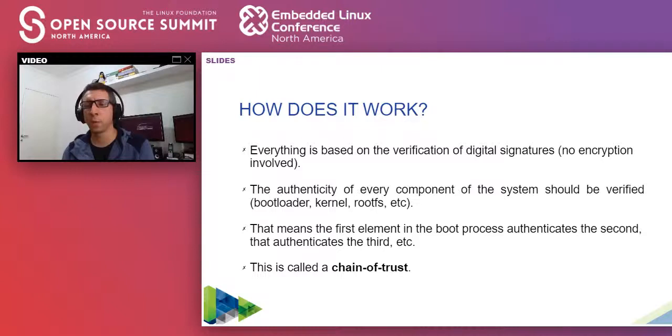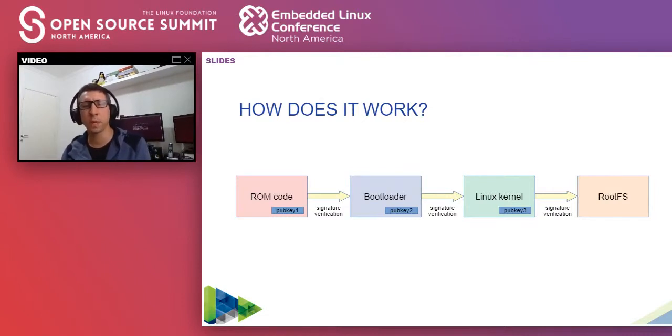Because one component of the system checks the other component, we call this the chain of trust. One component trusts the other component. So this is a general example. We have the root file system that is signed, and the kernel will have a public key. Here we're talking about an asymmetric public key algorithm. The image is signed with a private key, and on the device you have a public key to check the signature. So you don't need to care about protecting the keys. The keys are public, so there's no problem with keys.